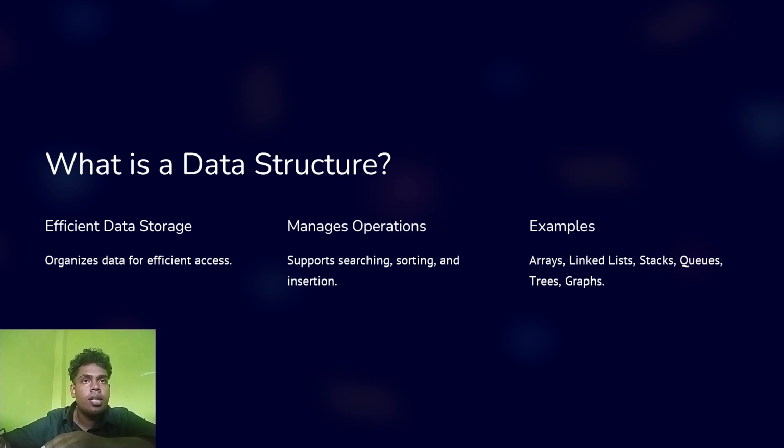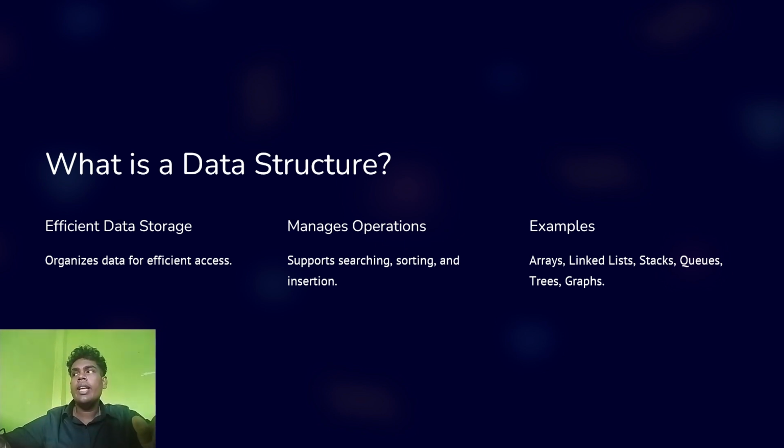What is a data structure? A data structure is a way of storing and organizing data so that it can be used efficiently. That means a data structure is a way of storing and organizing data. For example, think of a bookshelf. If books are arranged properly, you can find a book quickly. But if they are scattered everywhere, searching takes a lot of time. That's the example for a data structure, a bookshelf.